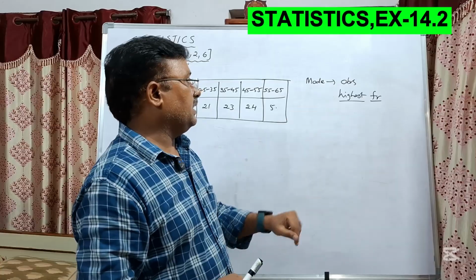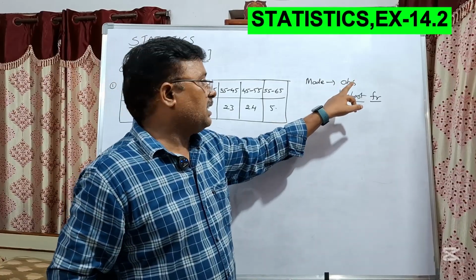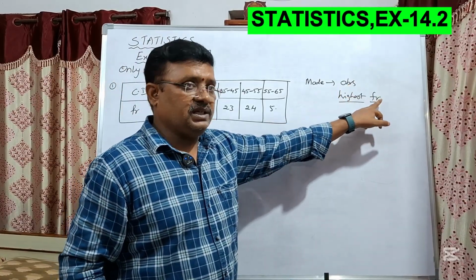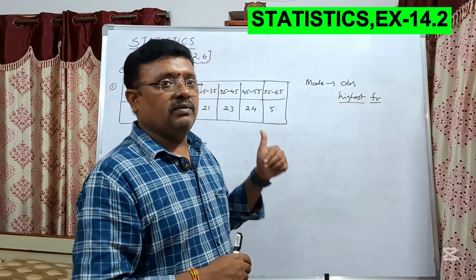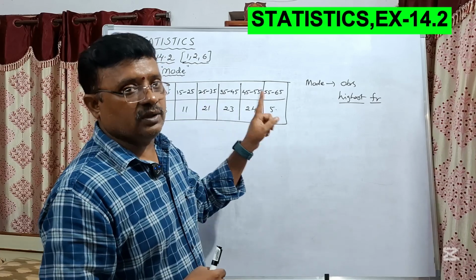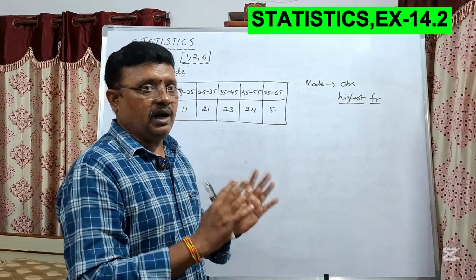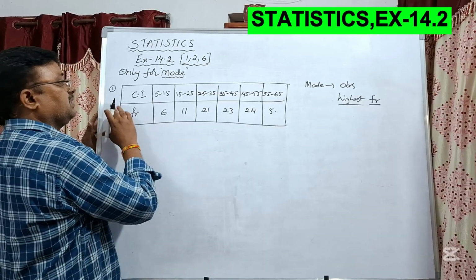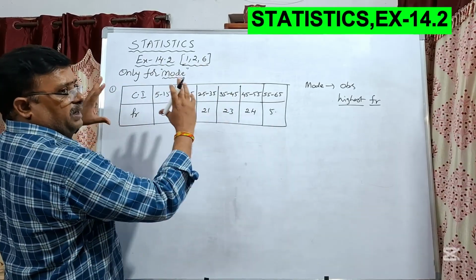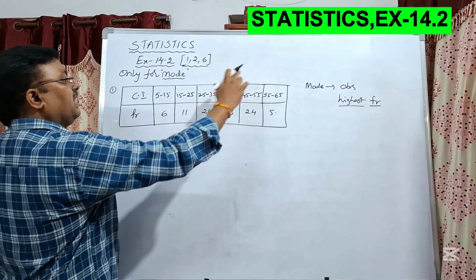Recalling that, we need to focus on the observation which has the highest frequency for finding mode. The same process we will apply for finding the mode of the grouped frequency distribution table. But how? Let us see. Now see the first question. They will give you some description, a word problem, and a table.